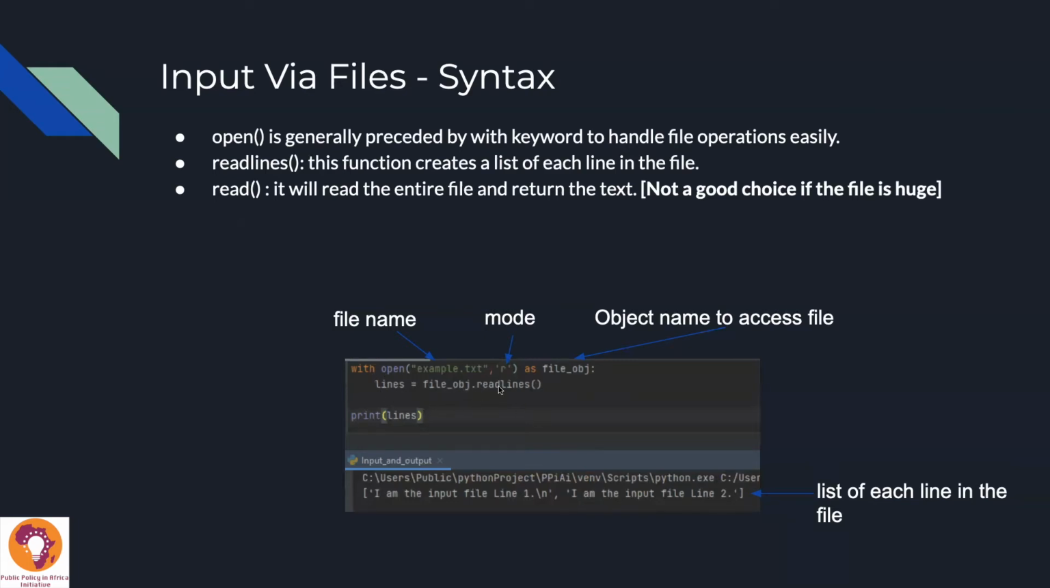And then here we're doing readlines. Just another thing to call out here: when you do readlines, it returns the lines in your file as a list. And if you just do read, it would return it as just one long string. So it would just be like, I am the input line 1, the newline character, I am the input line 2, without the brackets. So it wouldn't have been in list form. That's the difference between read and readlines.